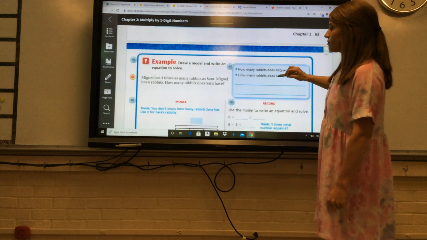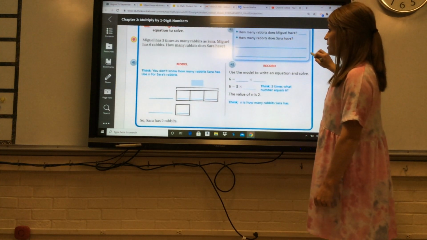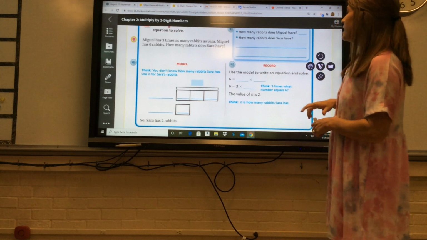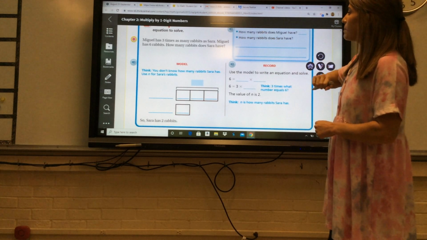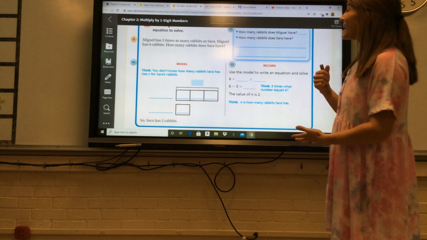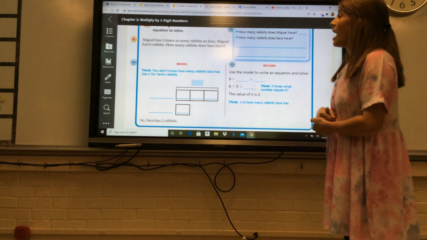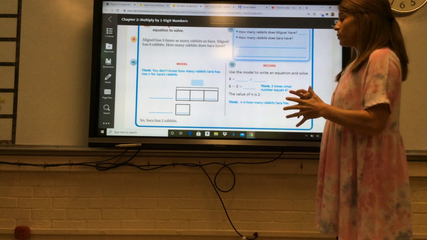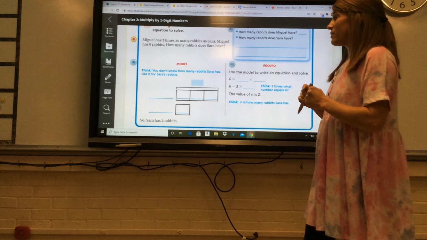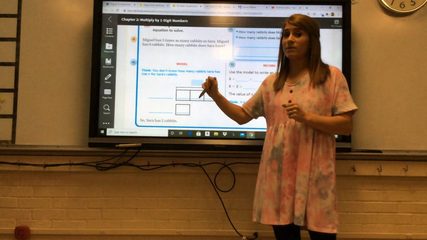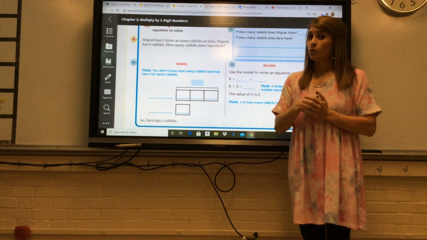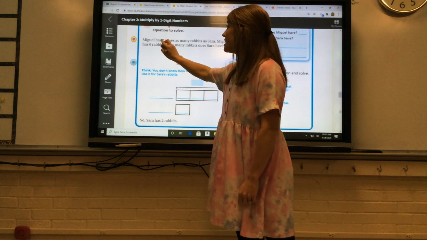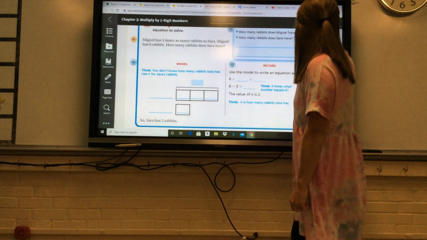Alrighty. Let's see what we're talking about in this problem. Okay, so we're talking about Miguel, and he has 3 times as many rabbits as Sarah. Miguel has 6 rabbits. How many rabbits does Sarah have? Okay, so we have to think about this because we don't know how many rabbits that Sarah has. We don't know.